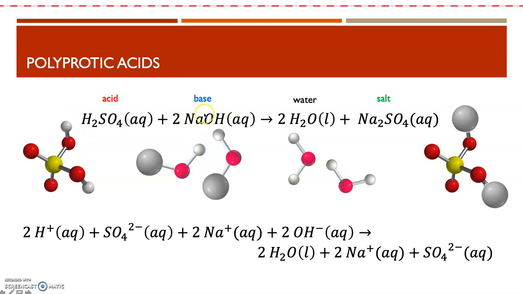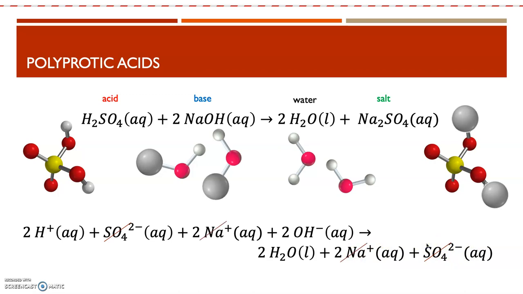We can use sodium hydroxide again as our base. That's going to form water and a salt, sodium sulfate. Okay. We can write out the complete ionic reaction here. So we've got 2 protons and 1 sulfate, for every 2 sodiums and 2 hydroxides, we'll make 2 water molecules, and we will have left over 2 sodiums and 1 sulfate. So we can cancel out our spectator ions.